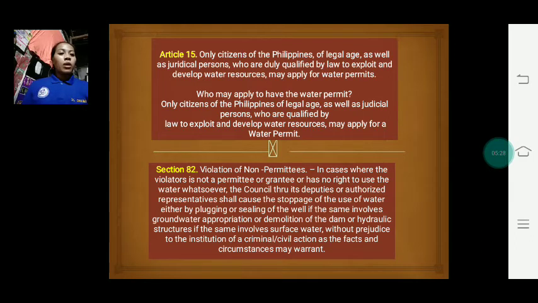So, who may apply for a water permit? Only citizens of the Philippines, as well as juridical persons who are qualified by law to exploit water resources, may apply for a water permit.